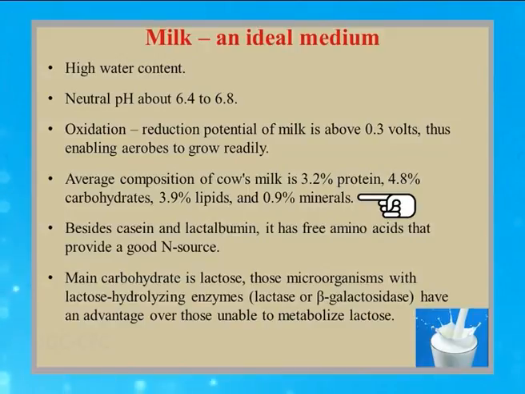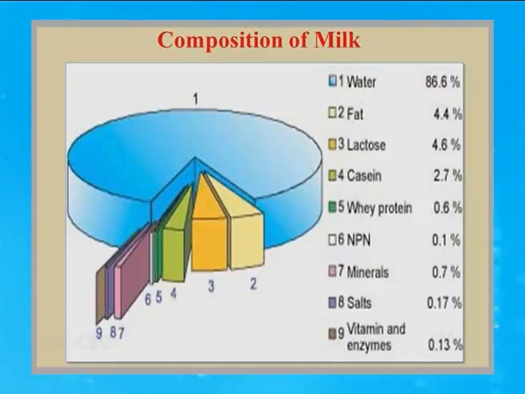The average composition of the milk, if I look into, contains about 3.2% of protein, 4.8% of carbohydrate, 3.9% of lipid and 0.9% minerals. If I go into the detail about the composition of the milk, we find that we have presence of fat, then casein, whey protein and minerals and salts.